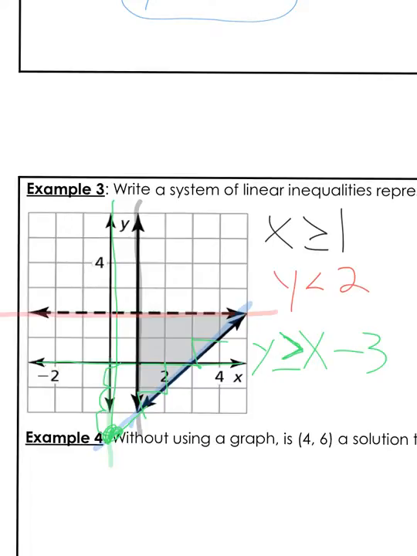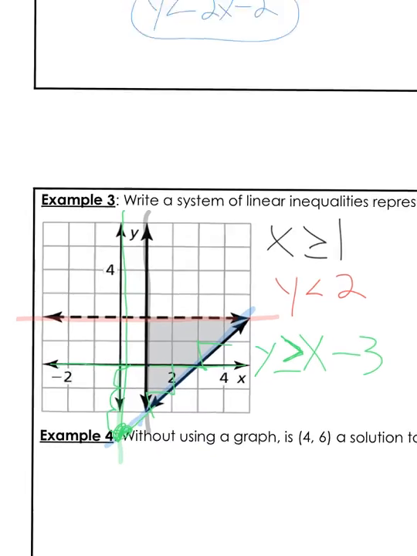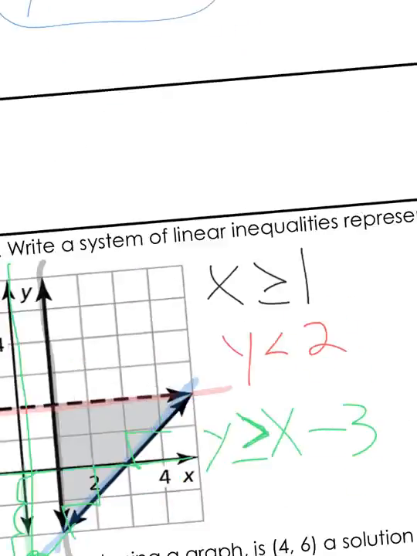And now I have my system of inequalities. Notice how you didn't have any equal signs. Okay, so never have an equal sign when I'm asking you to write a system of linear inequalities.